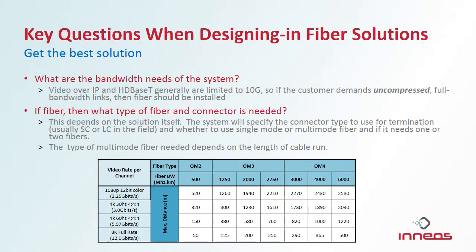And one other thing to consider when you're looking at the type of fiber to put in your installation is future-proofing. So if you're looking at your full data rate 4K right now for HDMI 2.0, OM4 can go up to 1,000 meters. But if you go to 8K, that goes down to 365 meters, where if you have an OM2 system, you can do 150 meters now, but only 50 meters for 8K.